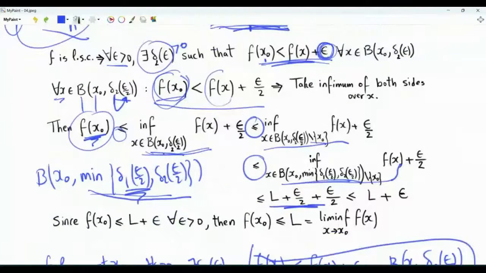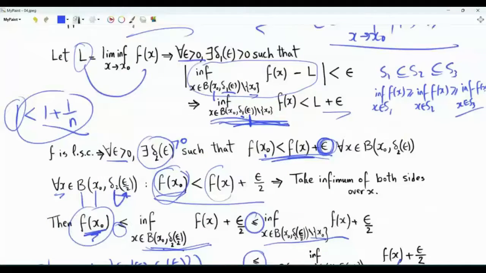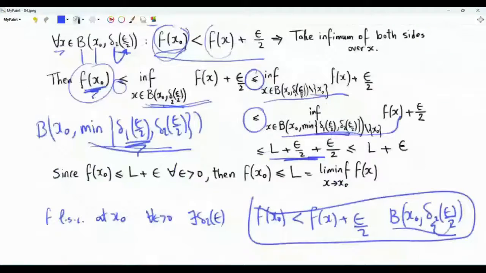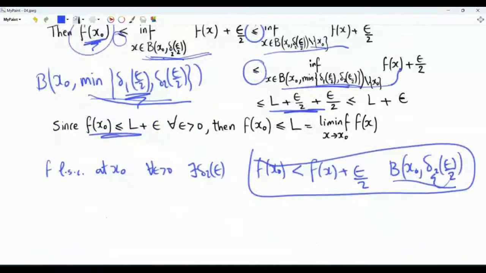And then we did further shrinking of the ball by making the radius the minimum of delta 1 of epsilon over 2 and delta 2 of epsilon over 2. Now delta 1 is the radius that will make the infimum less than L plus a positive number. So we choose delta 1 of epsilon over 2 so that we make the infimum less than L plus epsilon over 2. For every epsilon that is strictly positive, f of x0 is less than or equal to L plus epsilon. This means that f of x0 is less than or equal to L.